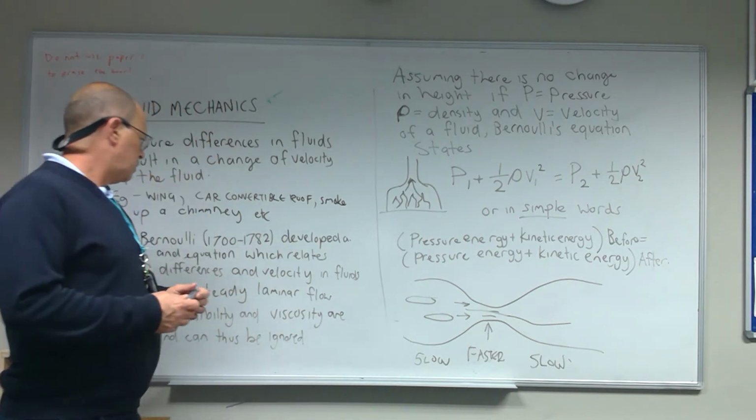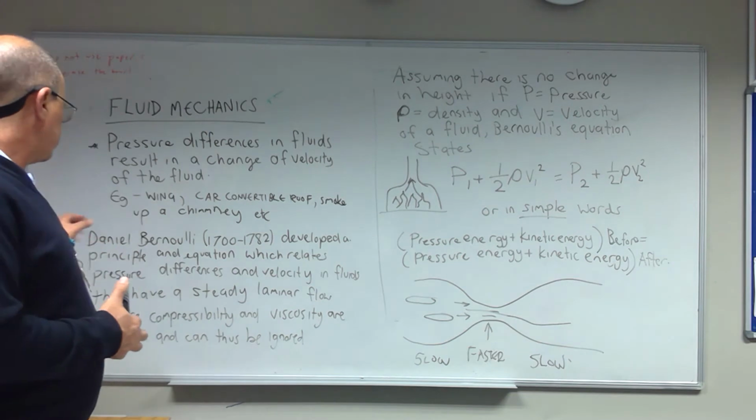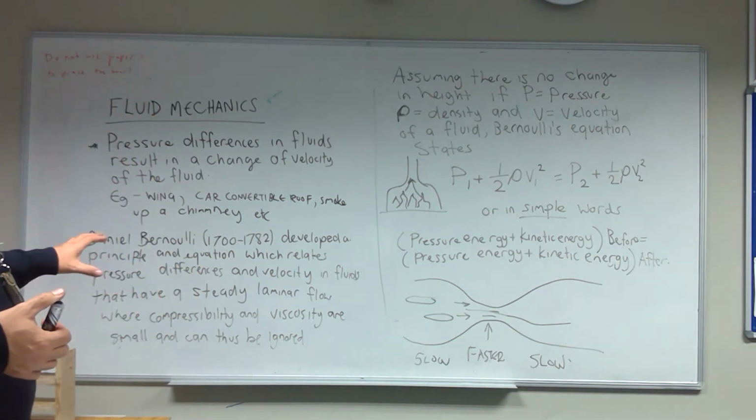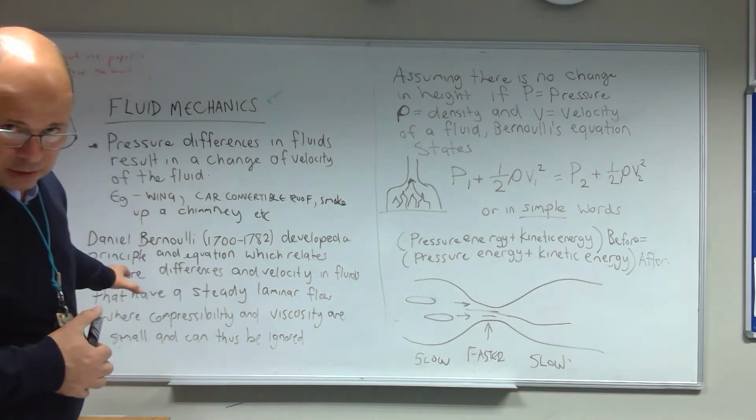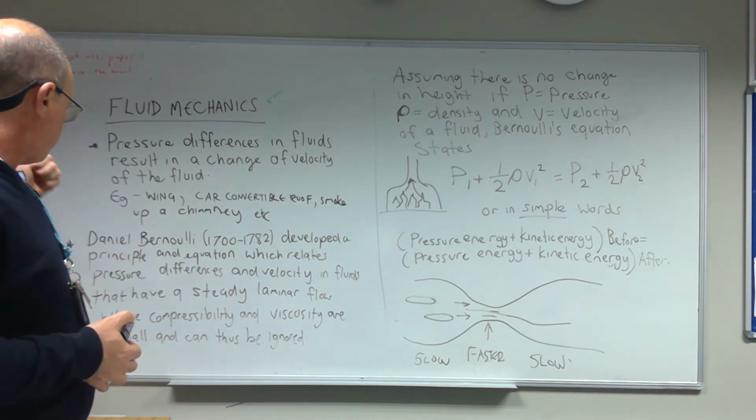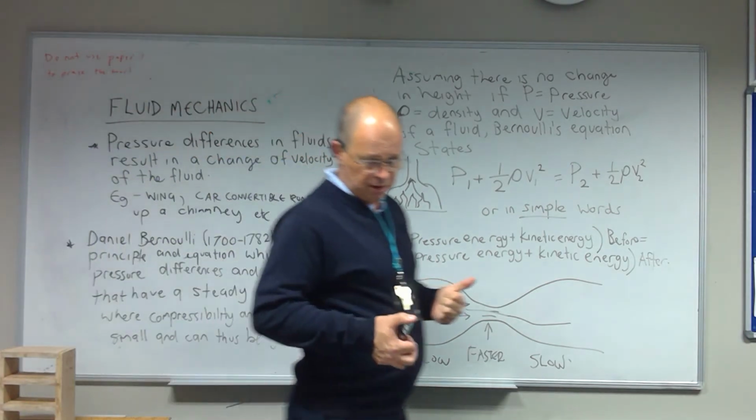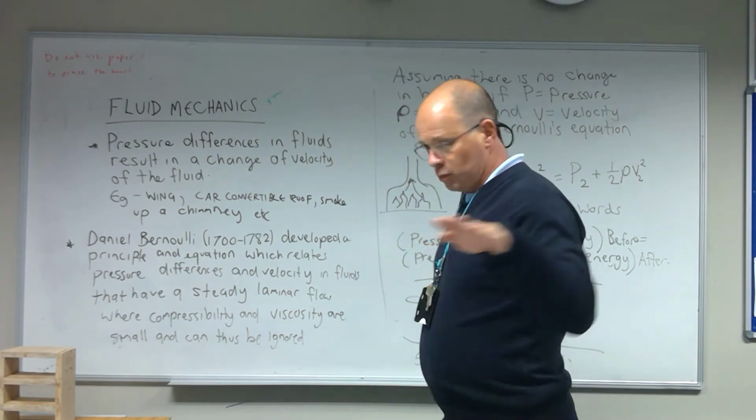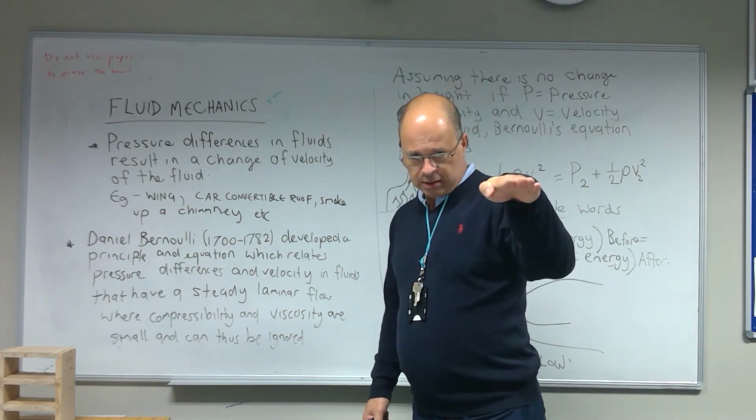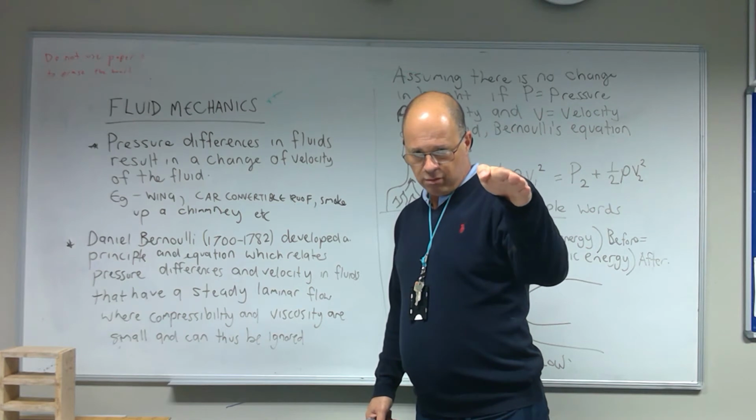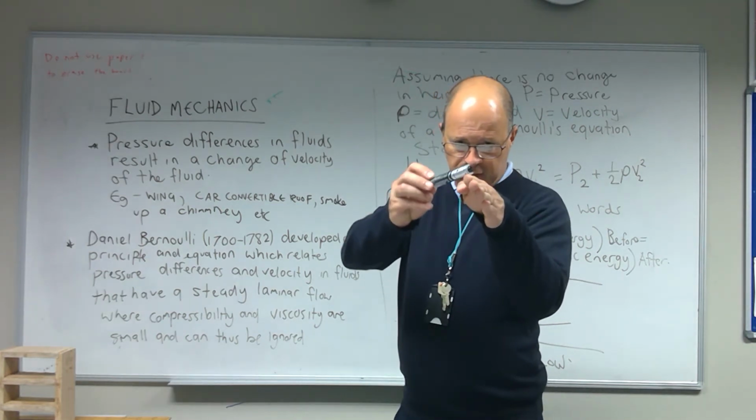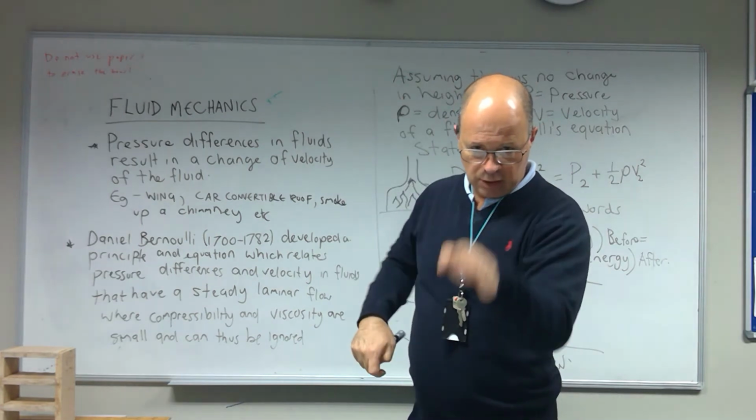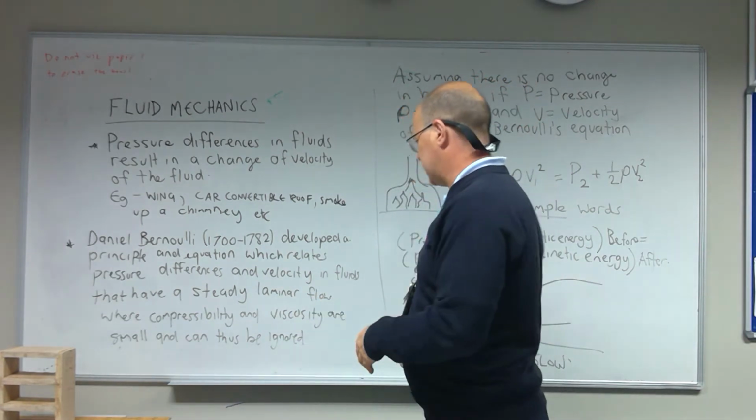Daniel Bernoulli in the 1700s developed a principle and equation which relates pressure differences and velocity in fluids. The conditions he applied are that the flow has to be laminar, which is just a fancy way of saying streamlined, not turbulent. As the angle of attack on a wing increases, we get more and more lift, and at some point the flow is no longer laminar and becomes turbulent. That's when we lose lift, and Bernoulli's principle breaks down.